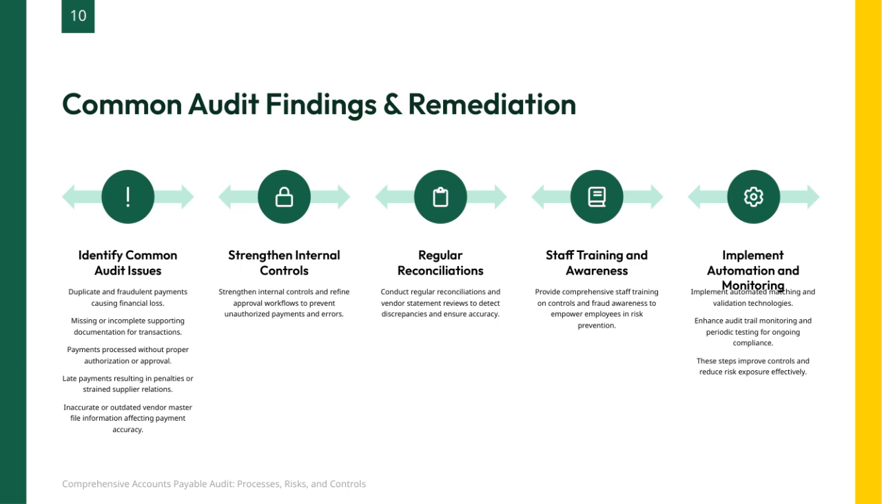First, some of the frequent issues we see include duplicate or fraudulent payments, which can lead to significant financial losses. Another problem is missing or incomplete documentation, which makes it difficult to verify transactions. Sometimes payments are made without the proper approvals, increasing the risk of errors or fraud. Late payments are also a concern, as they can result in penalties and damage supplier relationships. Additionally, inaccurate or outdated vendor information can cause payment errors.